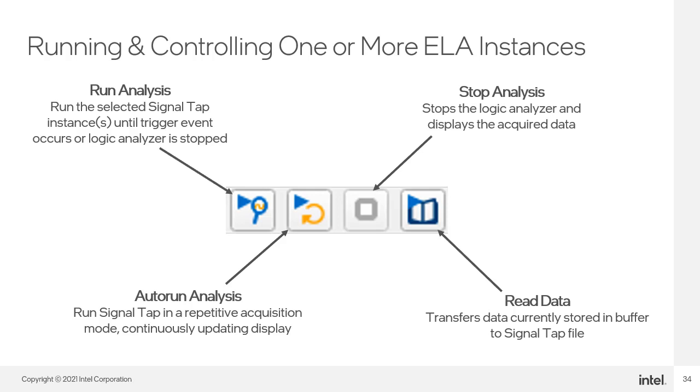Finally, the Read Data button transfers any captured data from the buffer on the device to the signal tap file. This is used if, for some reason, data is not automatically transferred or the JTAG connection was lost temporarily.